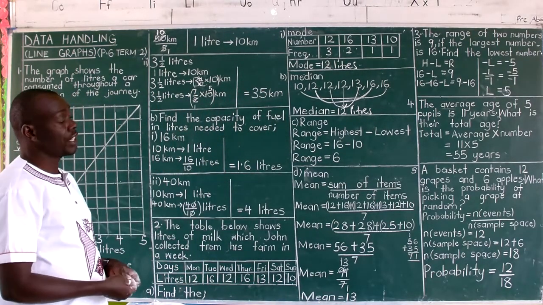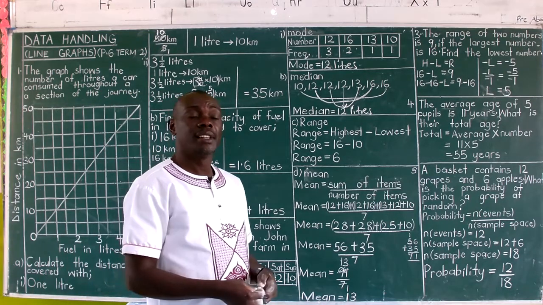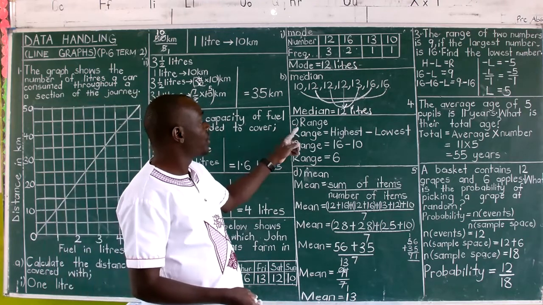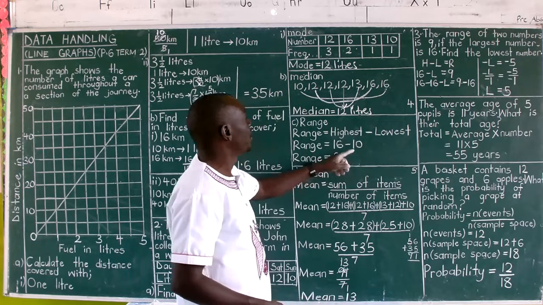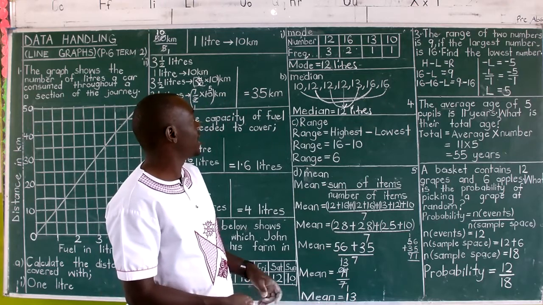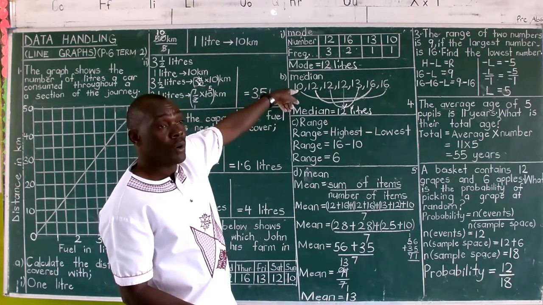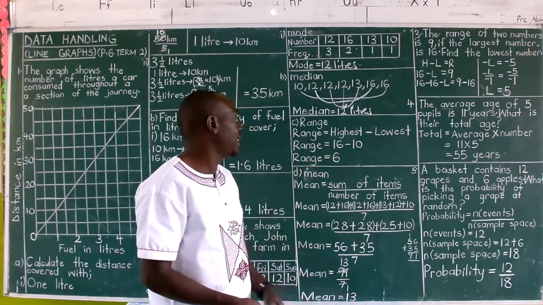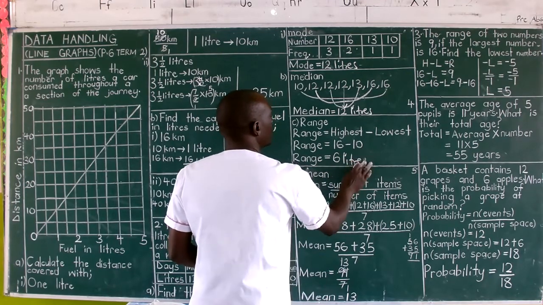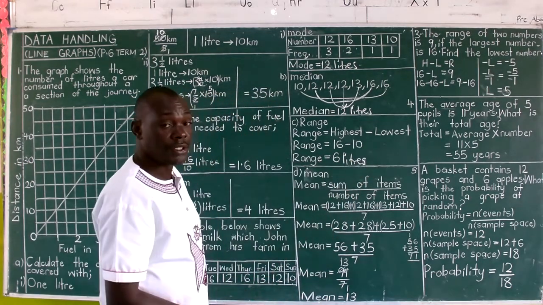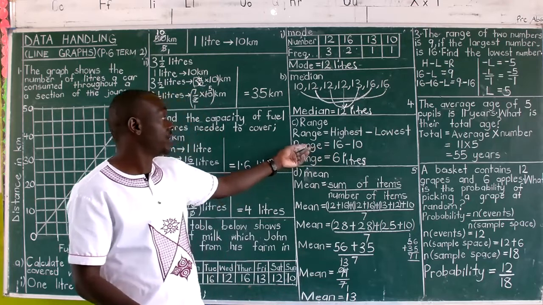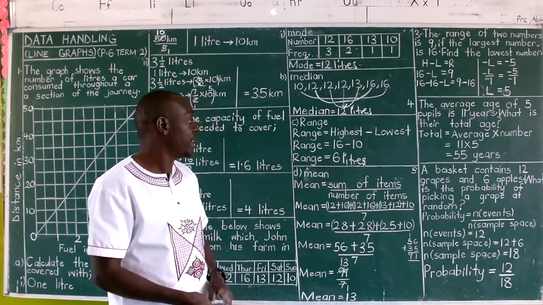So then we go. Find the range. Range is the difference between the highest number and the least number in the given data. So therefore you say range equals highest minus lowest. The highest number was 16 liters. Then the least or lowest was 10. So you get 16 minus 10. So the range in the collection was 6 liters of milk. That's the way we answer that one. And in case you are asked for the range, you say range equals highest minus lowest.